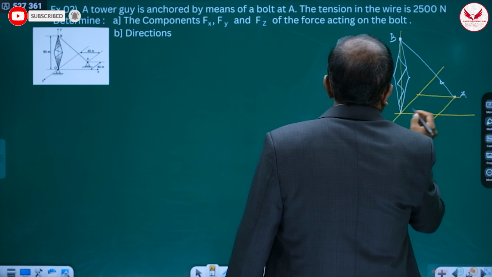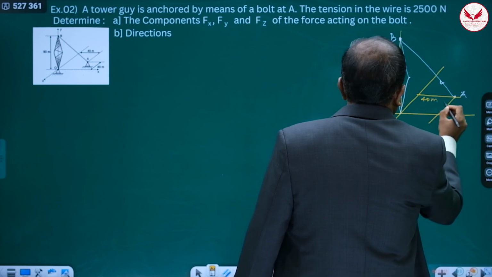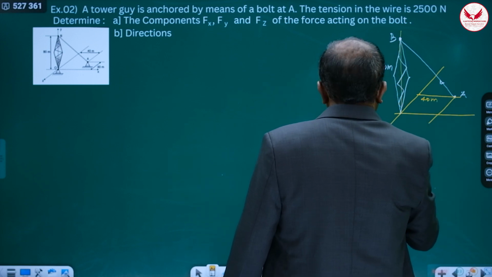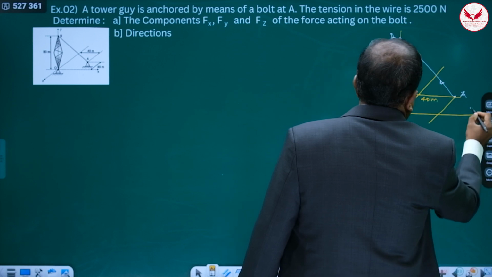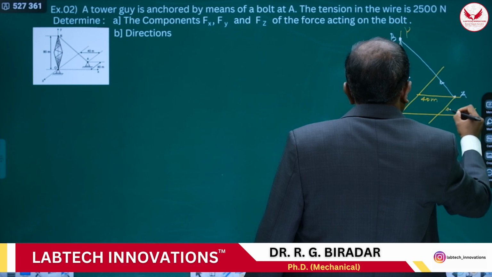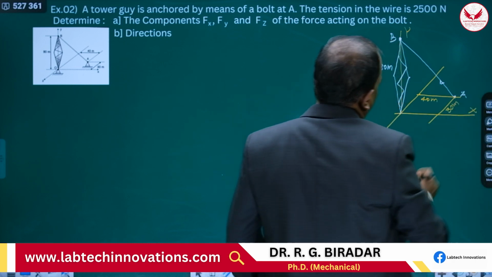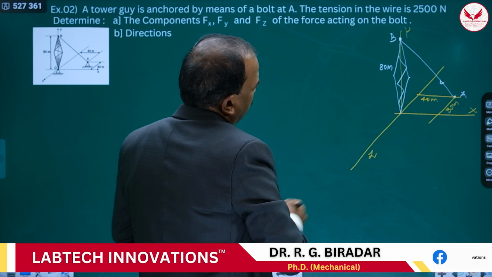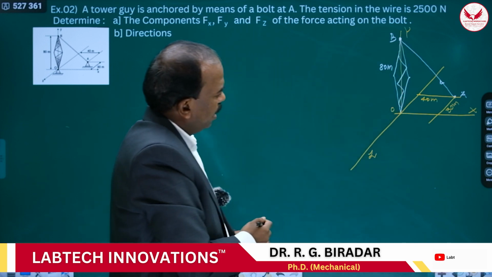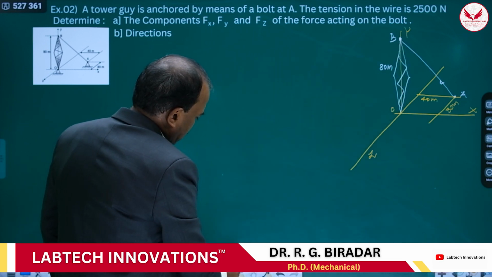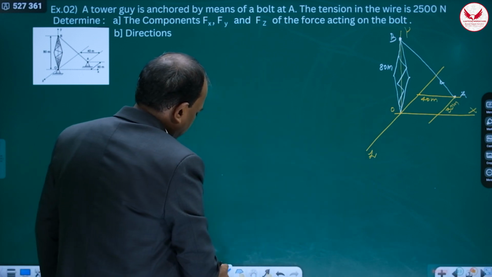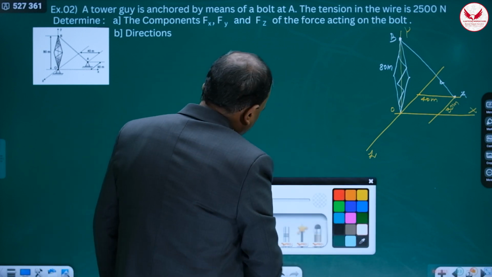this distance is 40 meters from the z axis. So it is the z axis, it is the x axis, and it is the y axis, and 30 meters from the x axis. Means it is in the xz plane. So this is the origin. The figure is something like this. So it is the z axis. Then how do we have to solve this example?